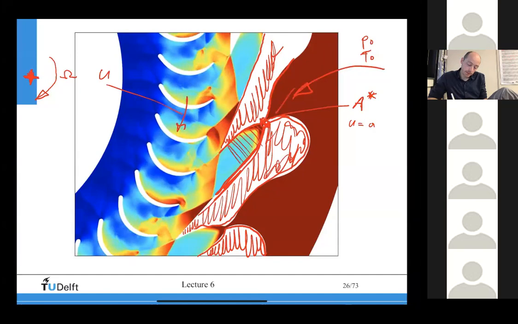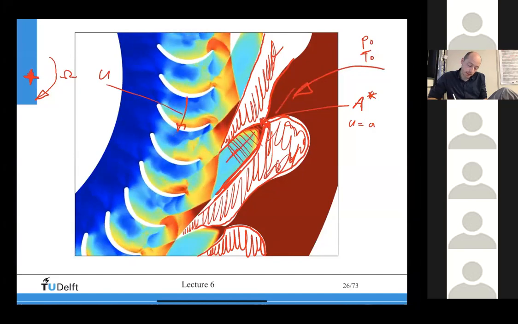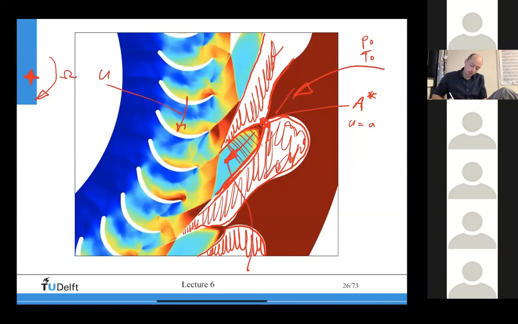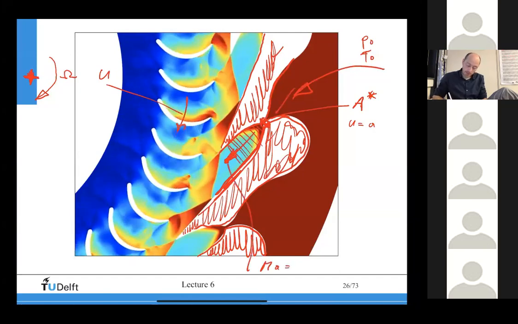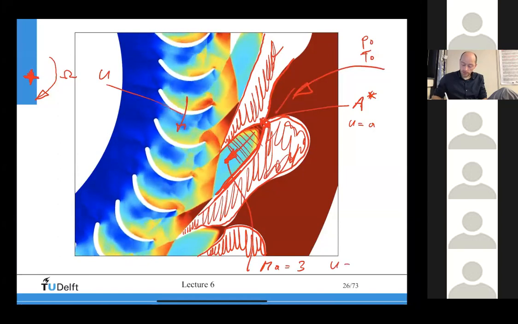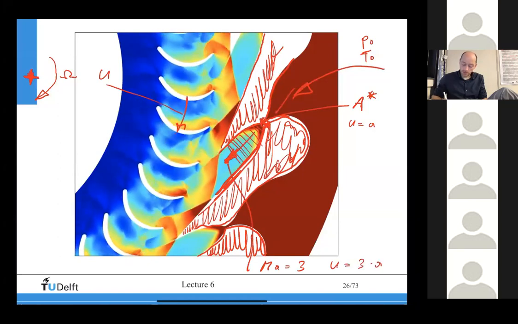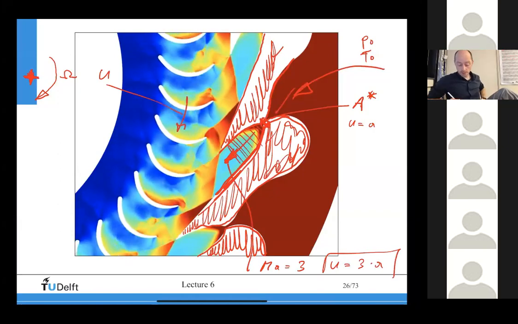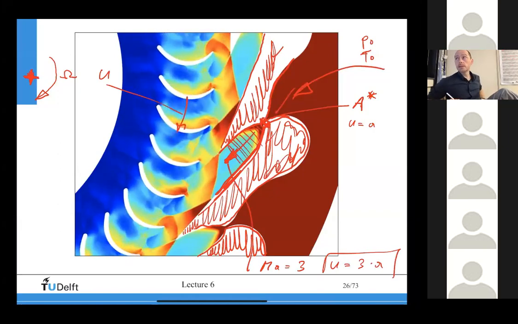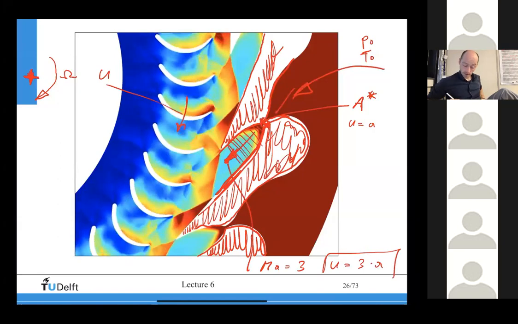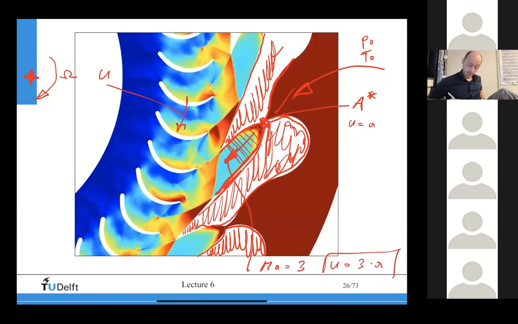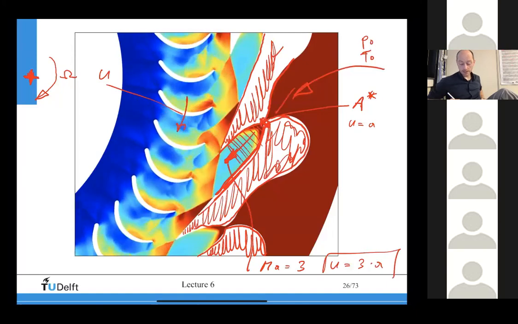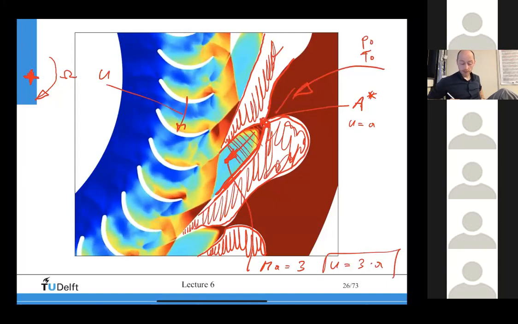Smallest area, and then you can see that here, around, let's say at this point here, I will have a speed of Mach approximately 3. So my velocity will be approximately 3 times the speed of sound. Okay, so I have a supersonic flow in this turbine, and because of that, you get, of course, a very large expansion in the stator, right?